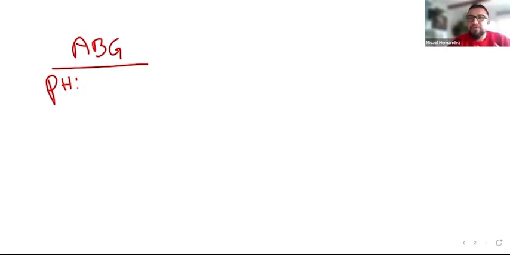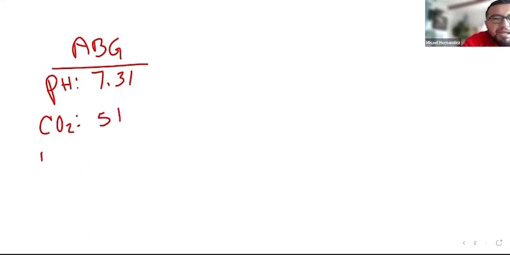Normal pH is 7.35 to 7.45. Normal CO2 is 35 to 45, and normal HCO3 is 22 to 26. Let's pretend that the pH is 7.31. Let's say that the CO2 is 51, and the HCO3 is 24, okay?